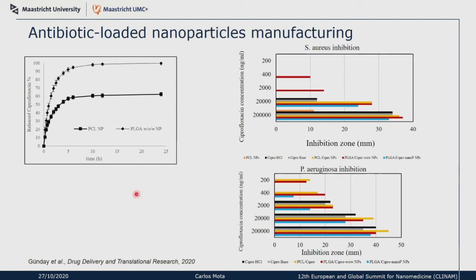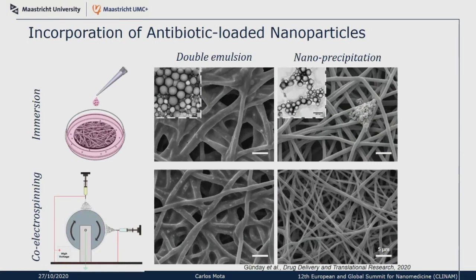But as you can see here in this graph, the drug release from the nanoparticles is almost complete in 24 hours. We have tested them on gram-negative and gram-positive bacteria, and they have comparable inhibition with the free drug as well. So we tried to think of an easy strategy to load these nanoparticles onto our electrospun meshes.